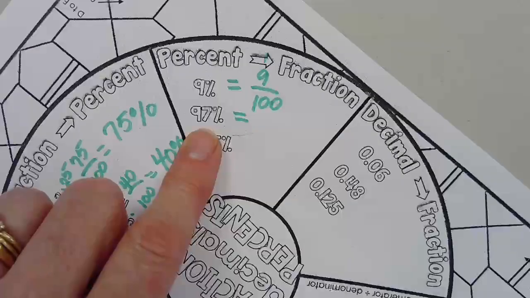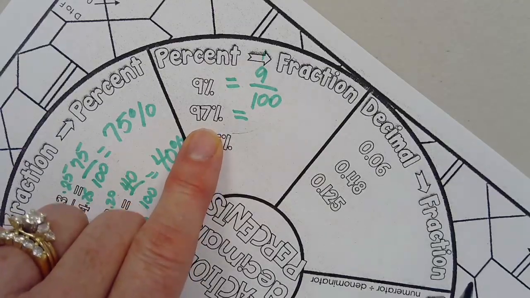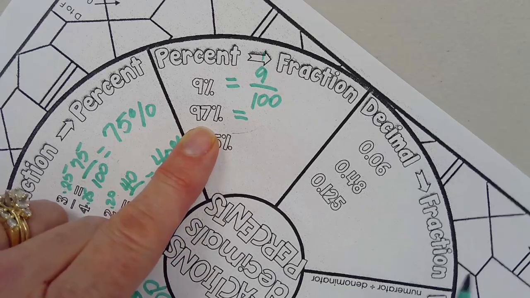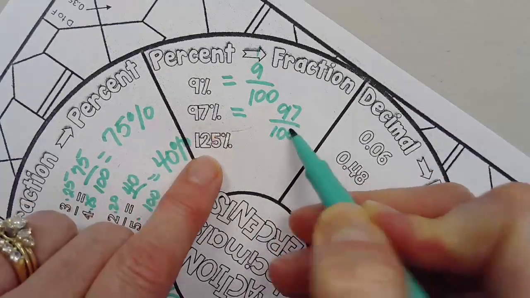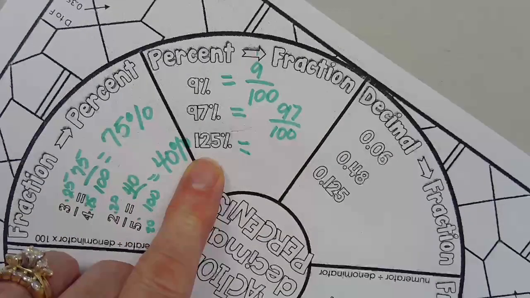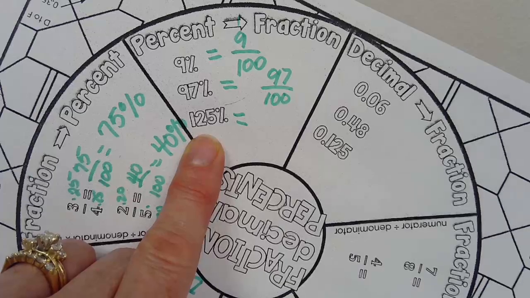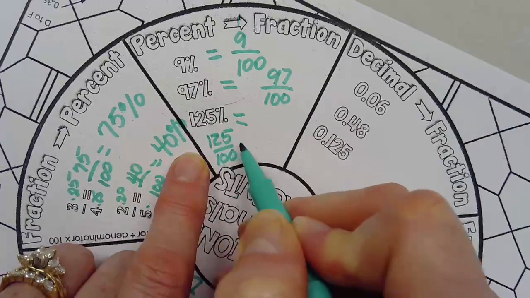What am I going to put for 97%? Kalia, what is that going to equal? Jazir, what's it going to be? 97 over 100. Can I simplify that? Nope, it cannot be simplified. Last one, I have 125%. How can I write that as a fraction? It's going to be what, Scott? 125 over 100. Yes, what kind of fraction do we have?